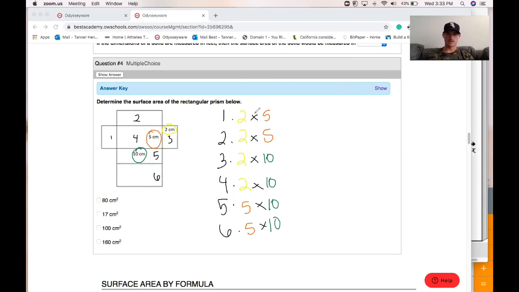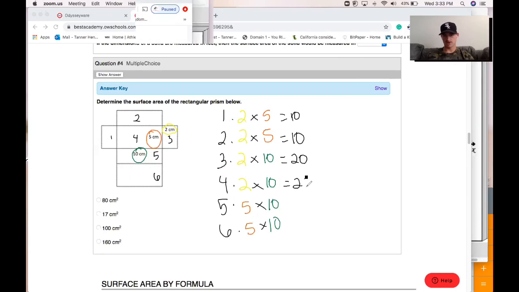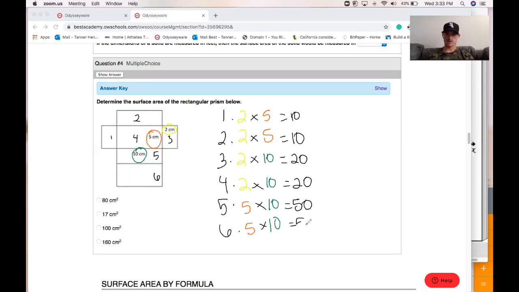So we got 2 times 5 is 10. 2 times 10 is 20. And 5 times 10 is 50 and 50. Once you do that, you're going to add all these together and get your answer. So we got 50 plus 50 is 100, plus 20 is 120, plus 20 more is 140, 10 more is 150, and 10 more is 160.